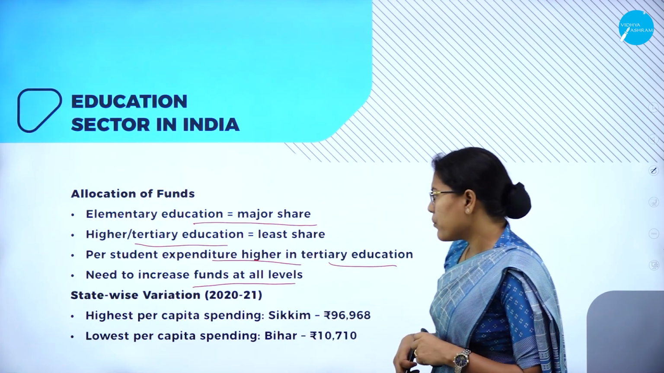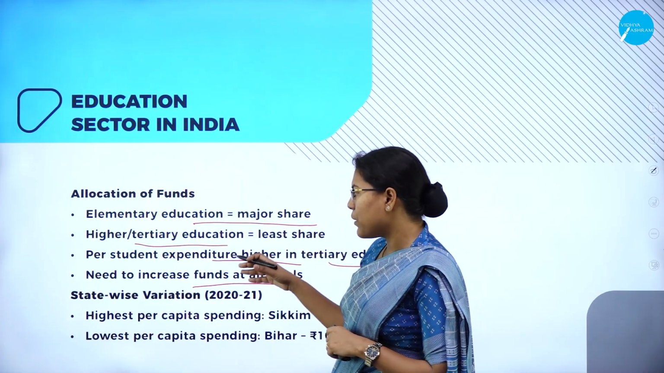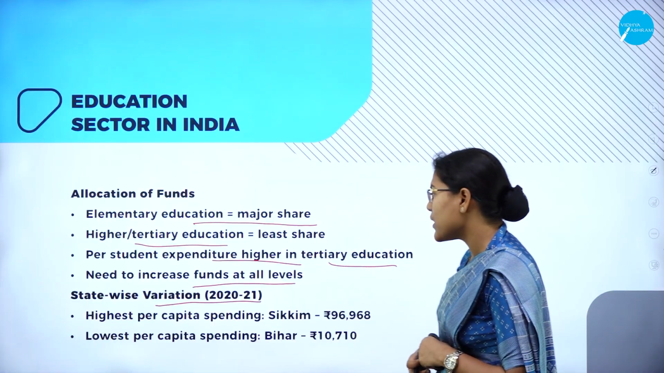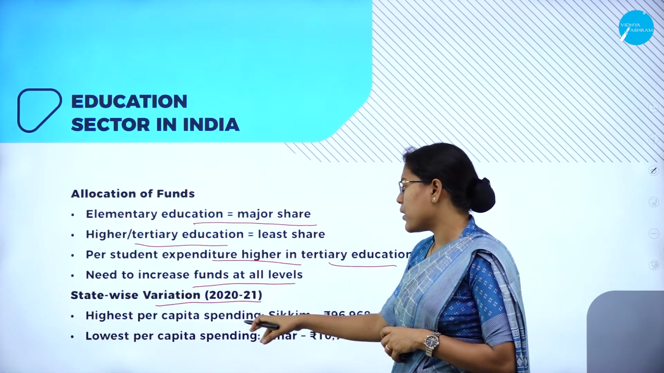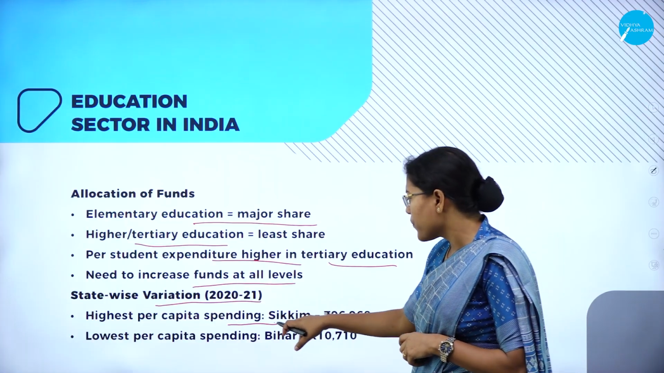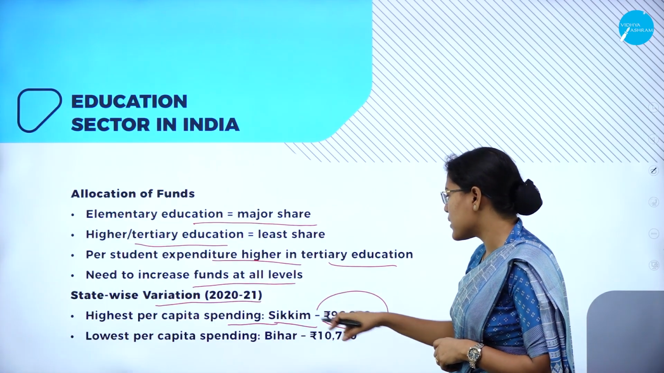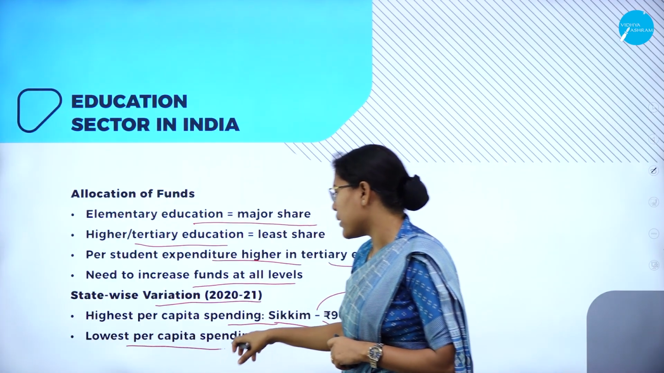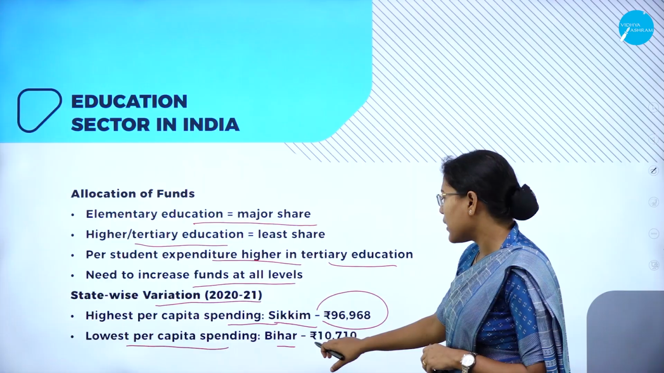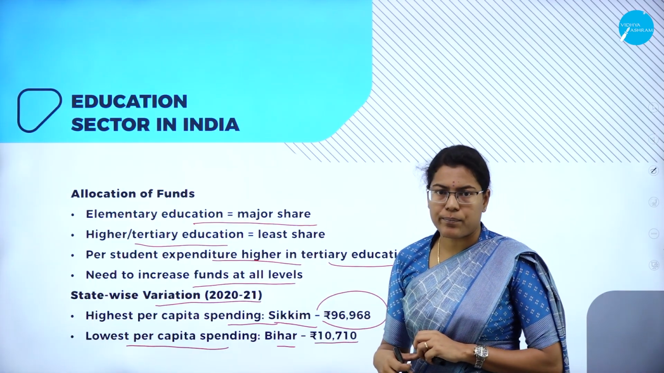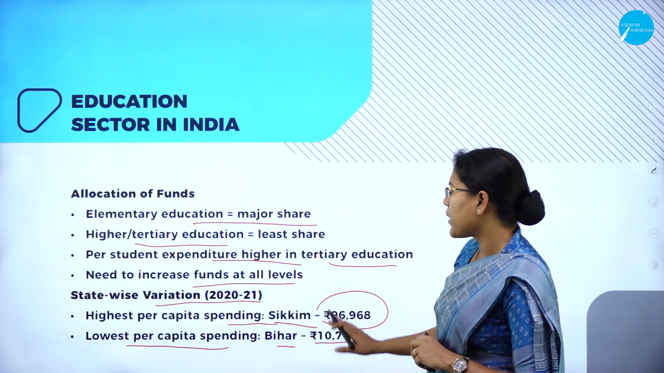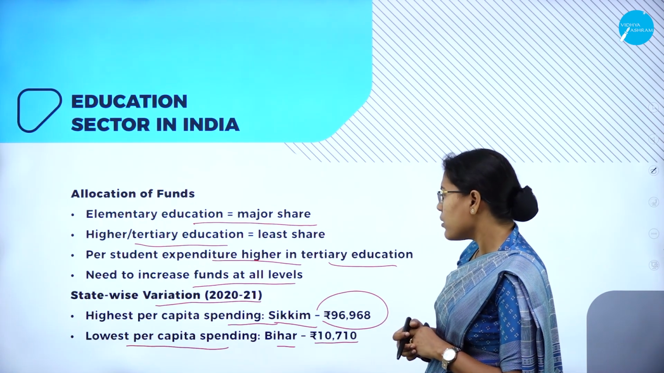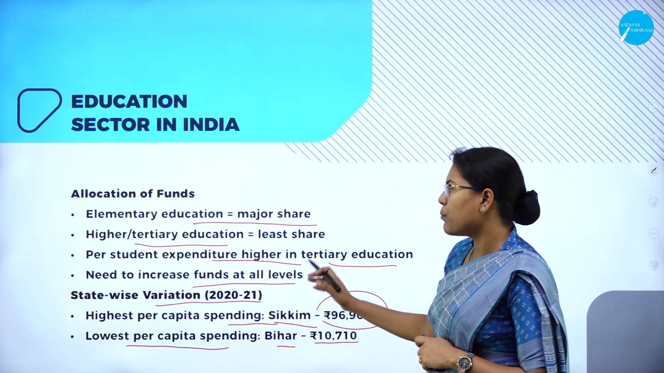And apart from that, there is also state-wise variation based on 2020 and 2021. As we can see, the highest per capita spending is in Sikkim, where they are spending around 96,968, whereas the lowest per capita spending is in Bihar, at only 10,710. So that means there is variation in per capita spending on education across states. This variation should be corrected.